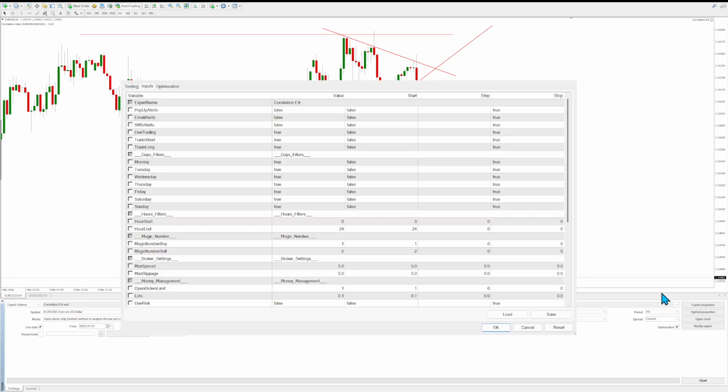Okay, so talking of stop loss and take profit, we'll go through the expert properties now, and we will get to the money management. So these are the settings that you can amend according to your own trading strategy and preferences.